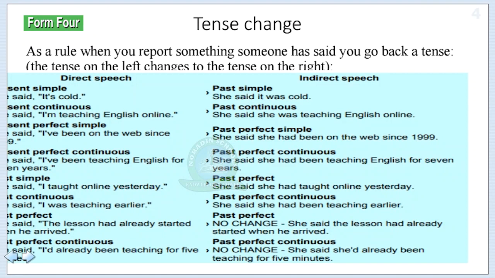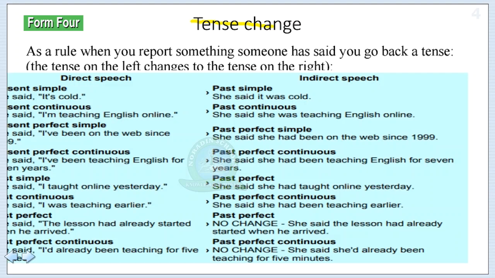Okay, this is, as a rule, when you report something, the tense change. Whenever you want to turn direct speech into indirect speech, you have to remember how the tenses are going to change. As a rule, when you report something, he said, you go back a tense: the tense on the left changes into the tense on the right. So these tenses are direct speech, and these tenses are indirect speech.